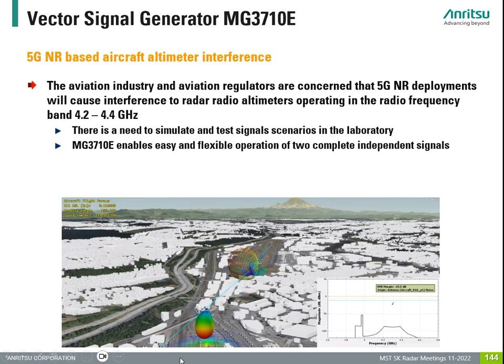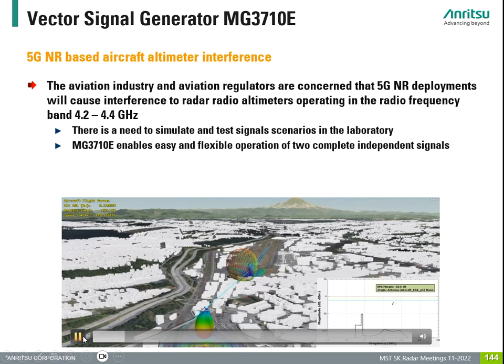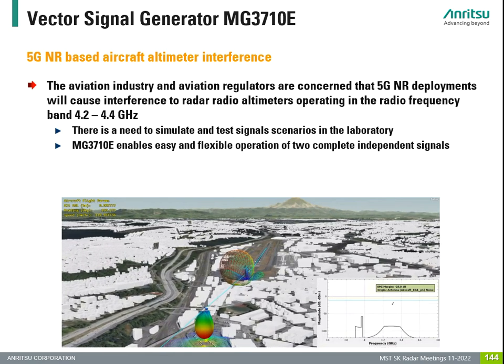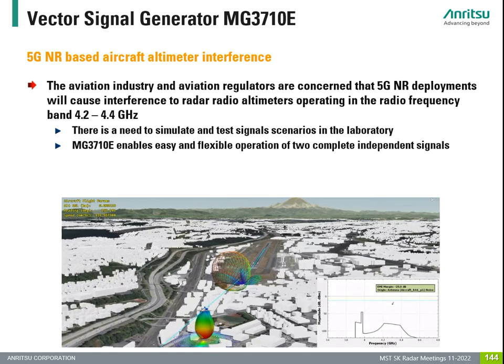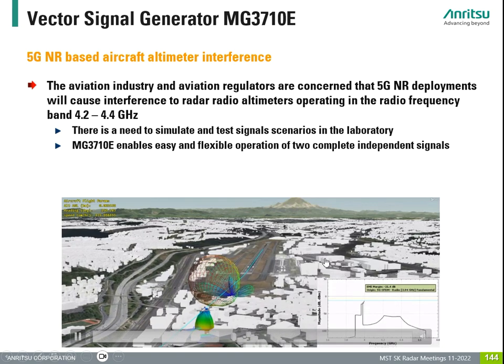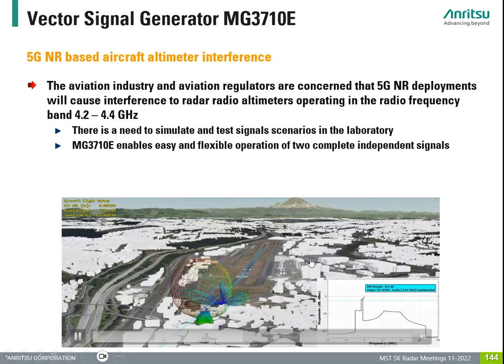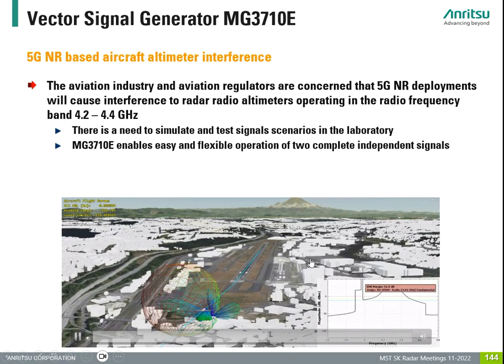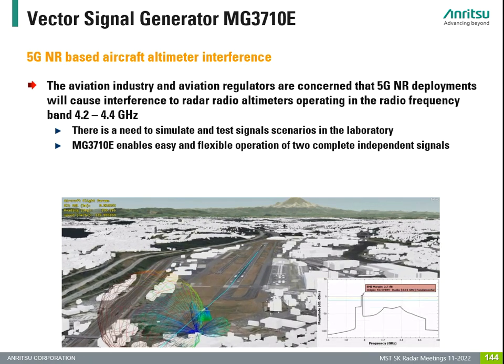In this short video sequence, we see a simulation of the received altimeter signal resulting in blocking and saturation, finally, of the radar altimeter receiver. Now we clearly see the saturation effects here.